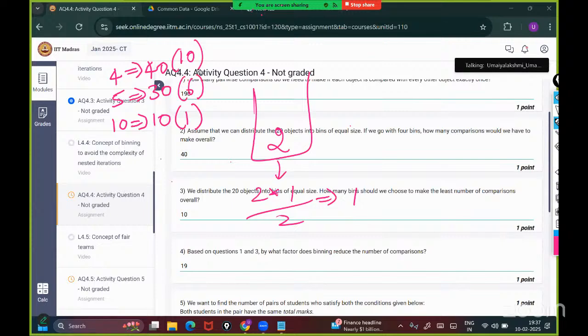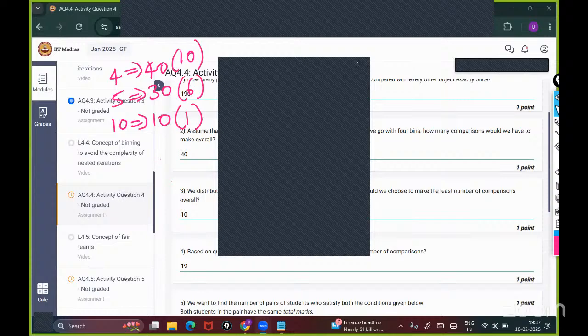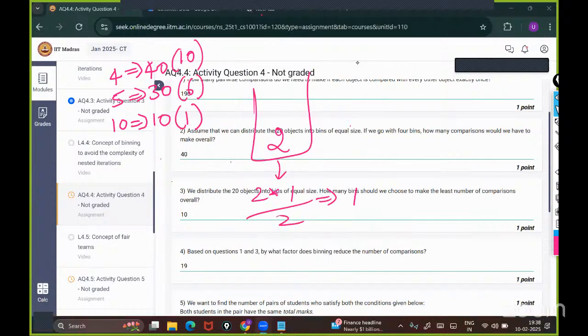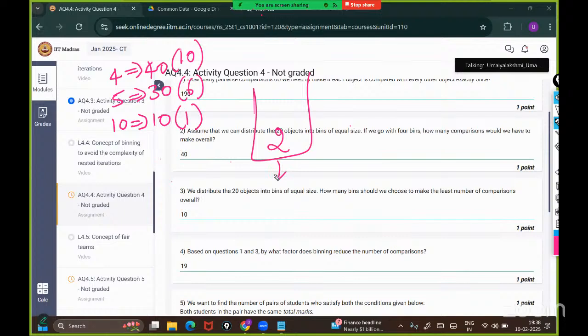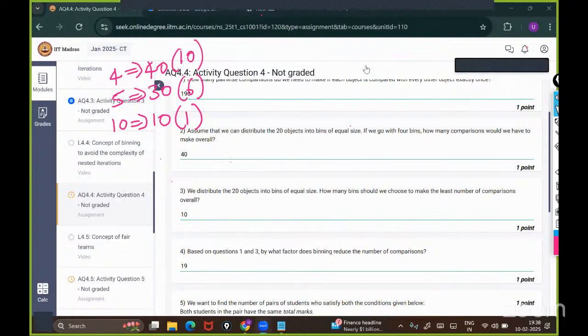Okay, how about 11? Will I be able to do it with 11 bins? How about 12 bins? 13, 14? No. 15 also not possible. Till 20, it's not possible. So what is the minimum number of bins that can be used here? What is the number of bins used which contains the least number of comparisons? Yes, the answer is 10. That's why here we have got the answer as 10.